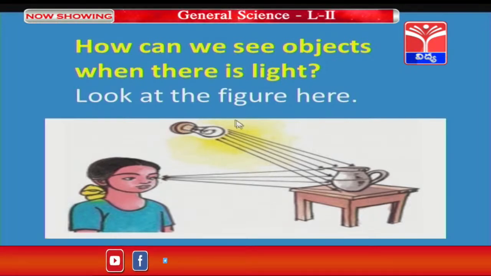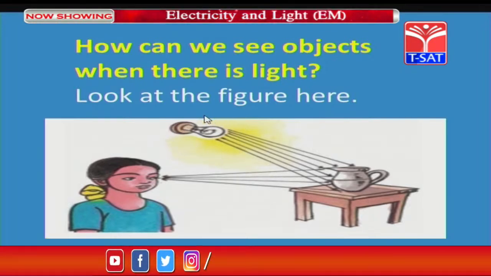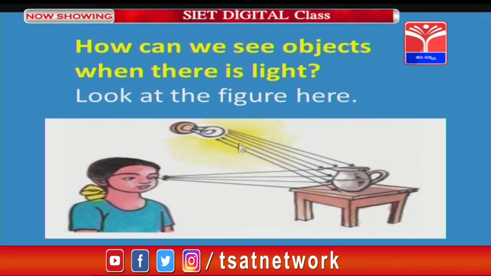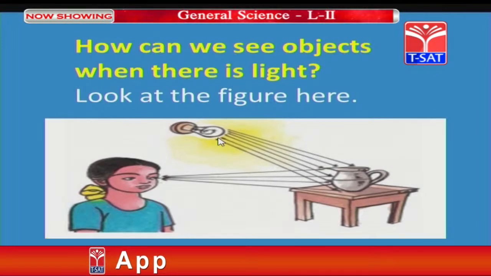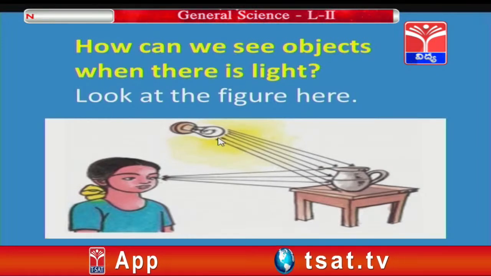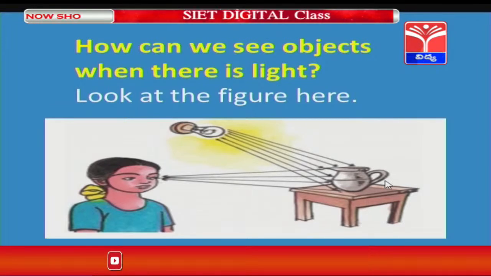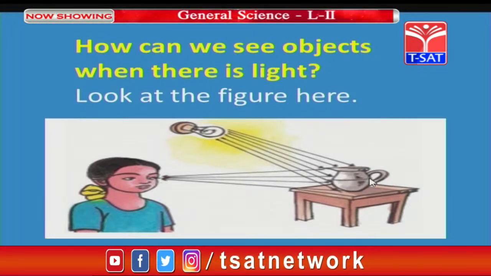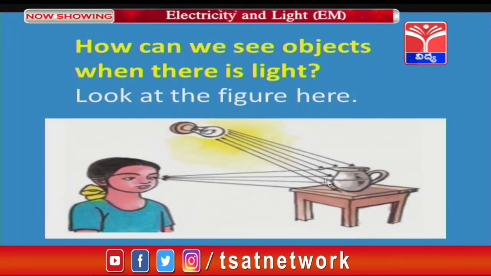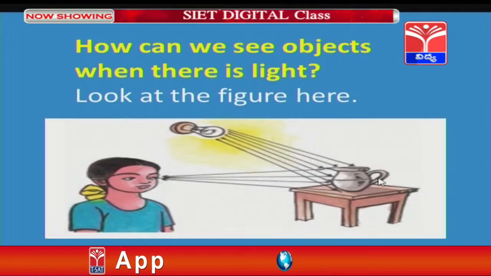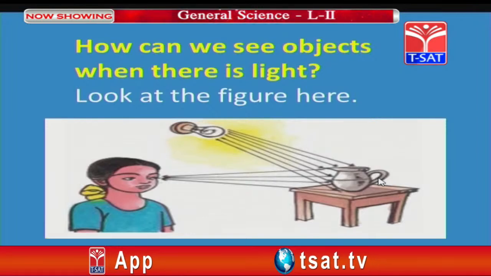If suddenly there is a power cut in our house, there won't be any light emitting from this source. Therefore what happens? We cannot see this jug. It is the visual perception. The light ray falls on the jug from the bulb, and from there it reflects into the eyes of the girl. That is why it is visible. The jug is visible for the girl. In the same way for us also.